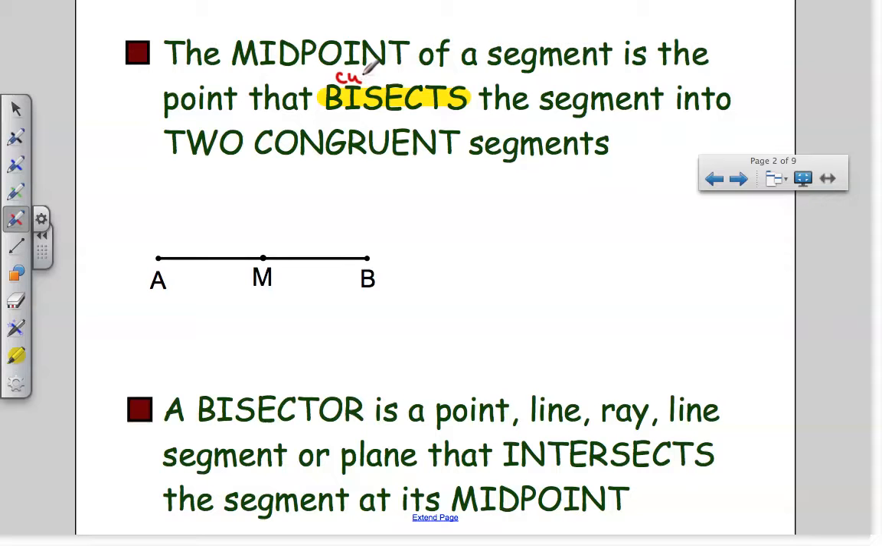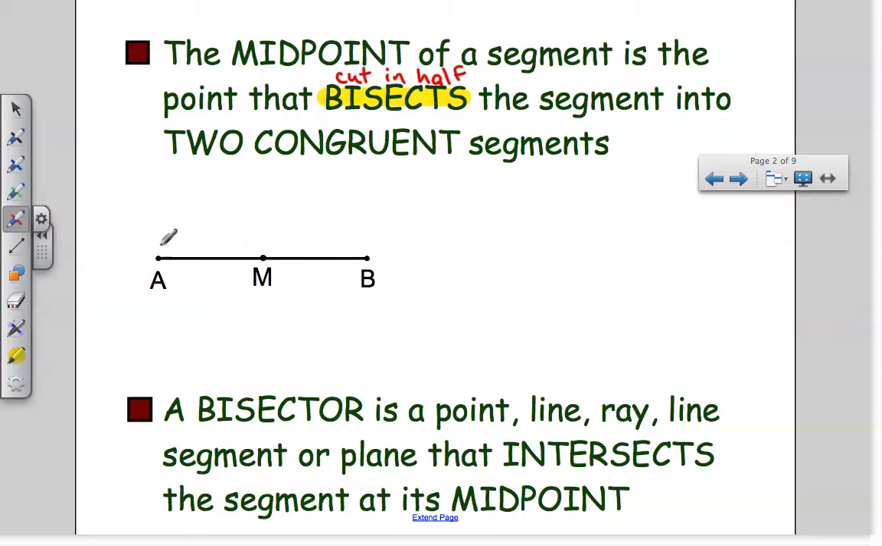So if there's something that you can associate with the word bisect, think cutting into two parts, but those two parts are congruent. So bisect always means cut in half. So midpoint does just that. It bisects or cuts in half a segment into two congruent segments.